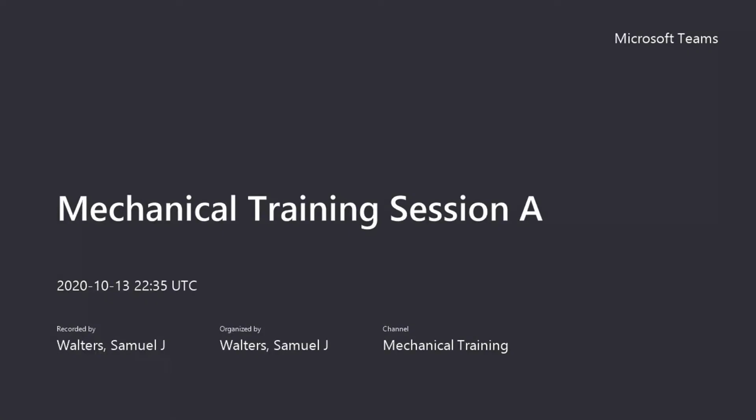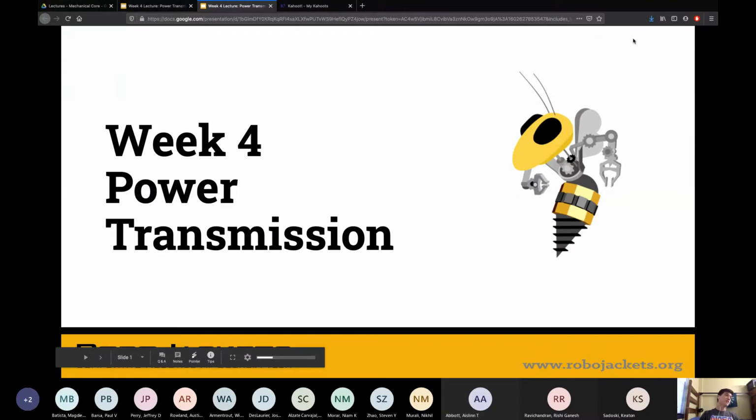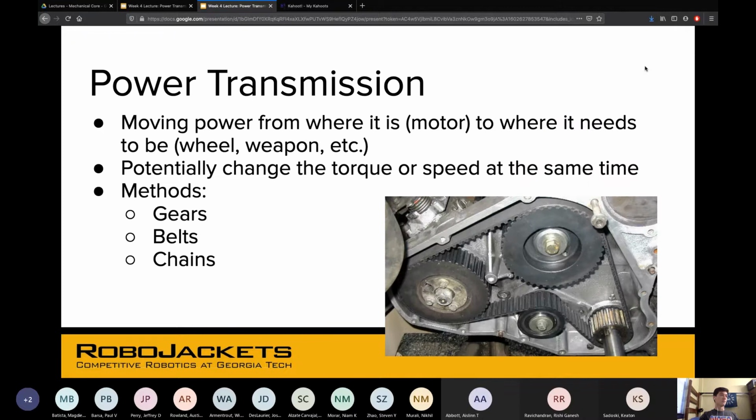Great. So this week we were talking about power transmission. Basically, it's just a lot of stuff having to do with taking energy from one source and moving it to wherever you need it to be. So, for example, if you've got a motor and you want to run a wheel, that's what we're talking about.